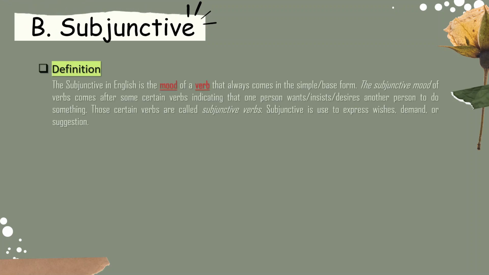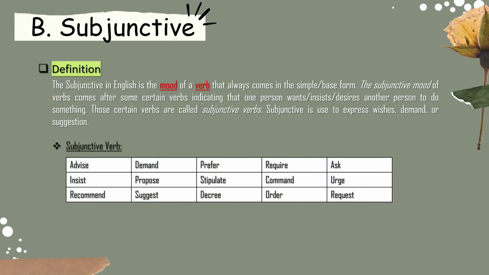So guys, now let's continue to the second subtopic, subjunctive. What is subjunctive? The subjunctive in English is the mood of a verb that always comes in the simple or base form. The subjunctive mood of verbs comes after some certain verbs indicating that one person wants or insists on or desires another person to do something. Those certain verbs are called subjunctive verbs. Subjunctive is used to express wish, demand, or suggestion. Okay guys, you can see in here the examples of subjunctive verbs. Okay?